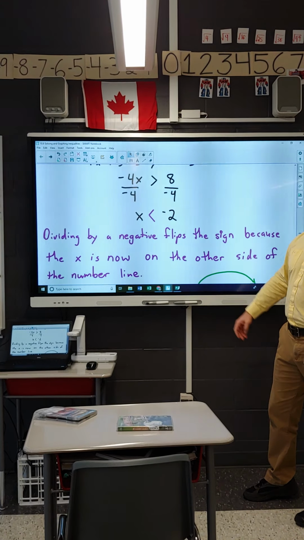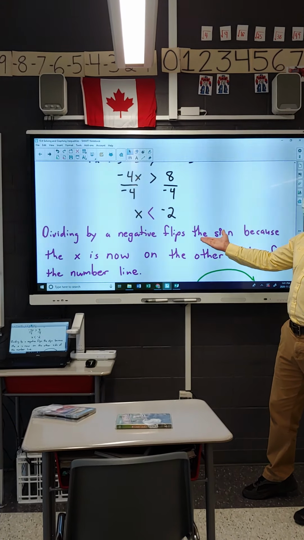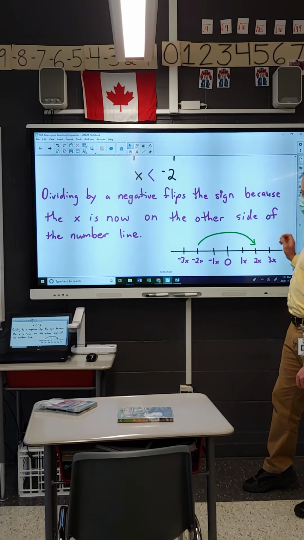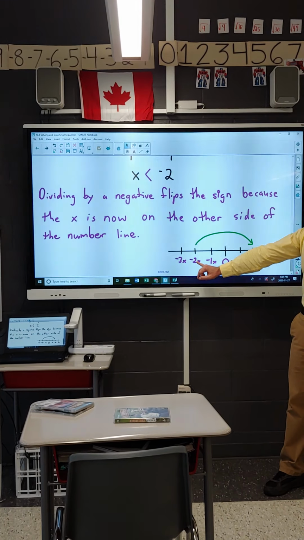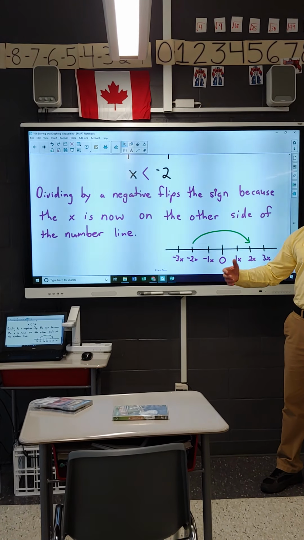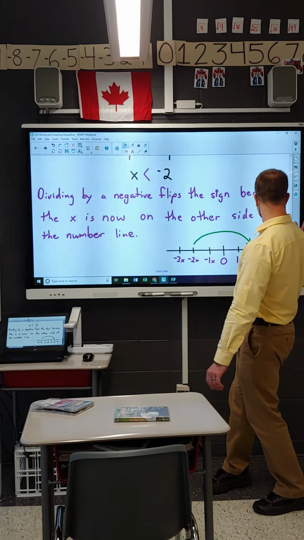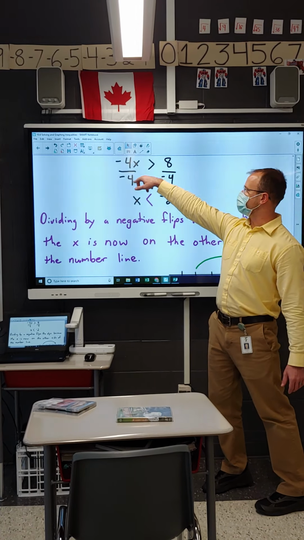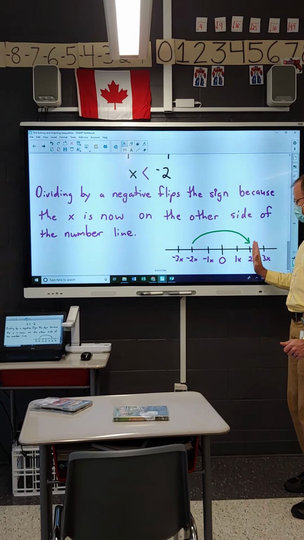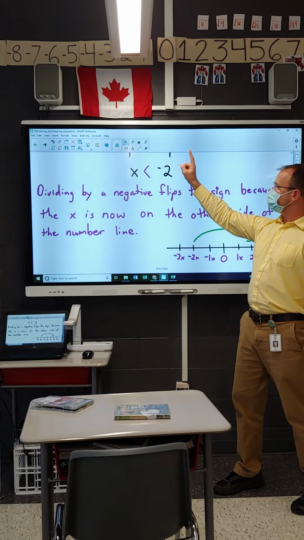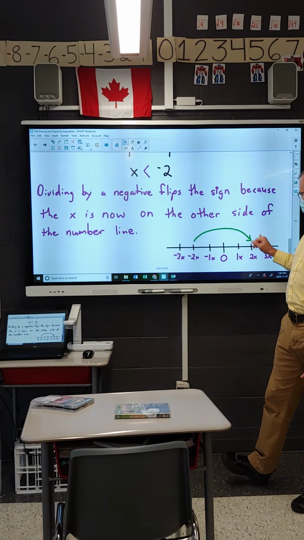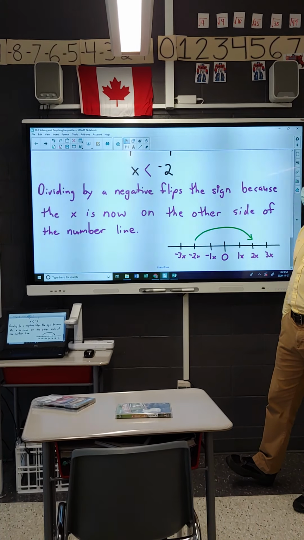Like I was just saying, dividing or multiplying by a negative flips the sign because the x is now on the other side of the number line. Here's what I mean. If we're sitting at a negative 2x, we multiply or divide by a negative, we know from integers that when the signs are the same, it now goes to a positive. So instead of it being over here in the negative, now it's over in the positive. That's why this has to change, because instead of being very small like it would be as a negative, now it's bigger. So we're at a positive 2x.